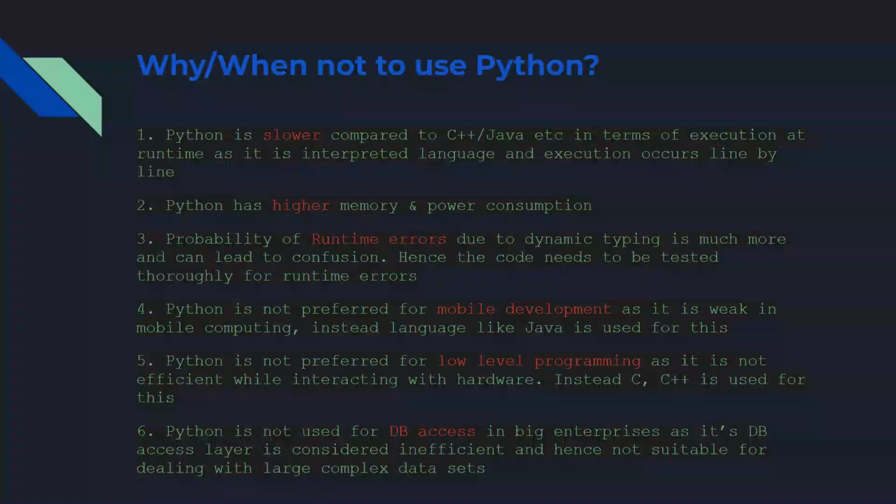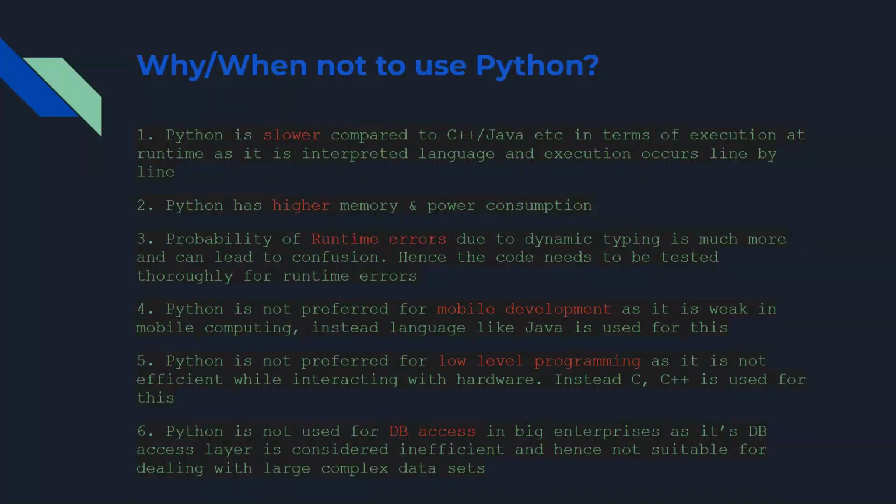So the first one is Python is slower compared to C++ and Java, these kinds of languages, because Python is an interpreted language and it executes everything line by line. So this is one of the problems with Python. In those scenarios where speed is everything for you, Python may not be the best choice.